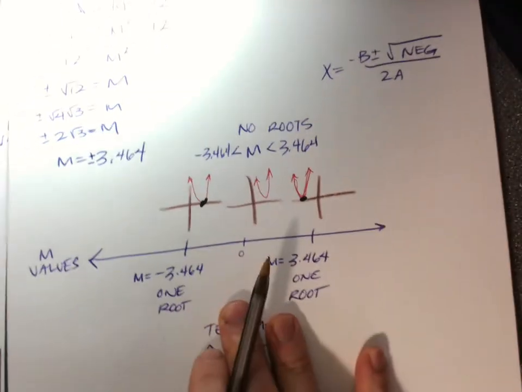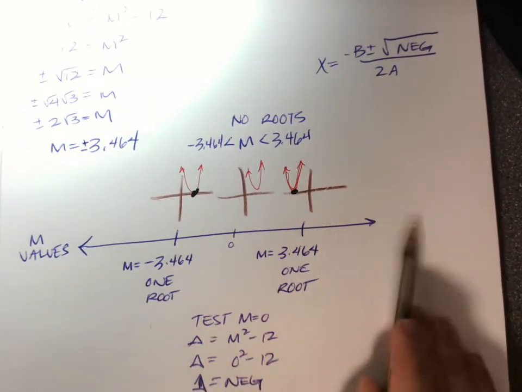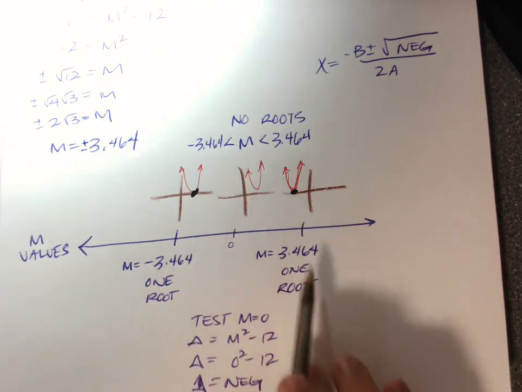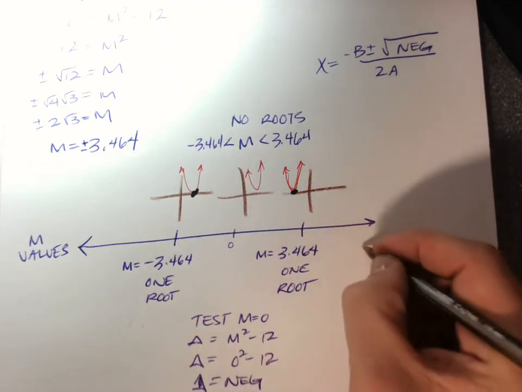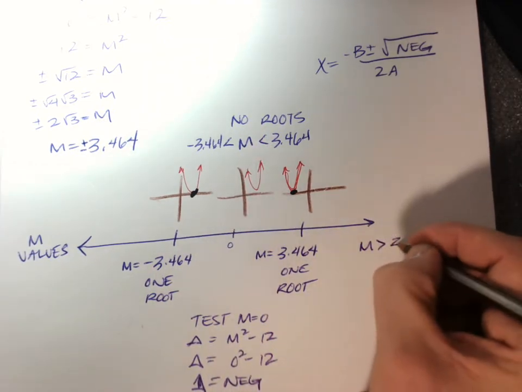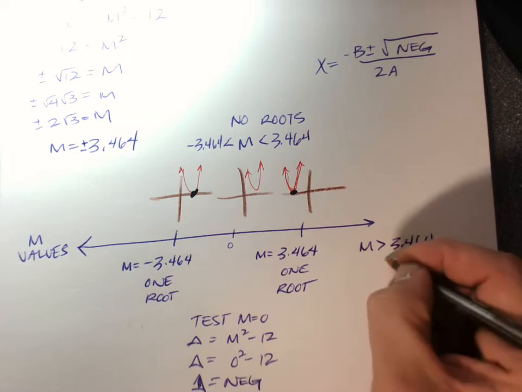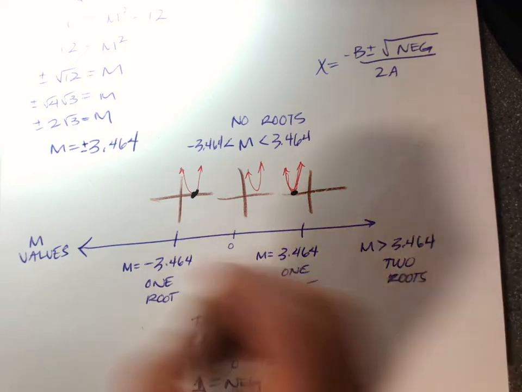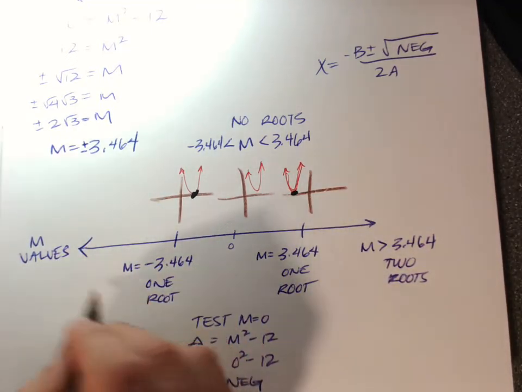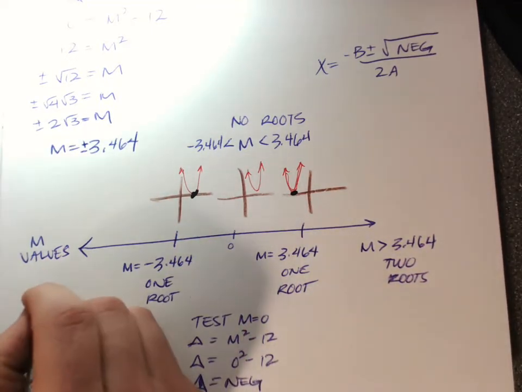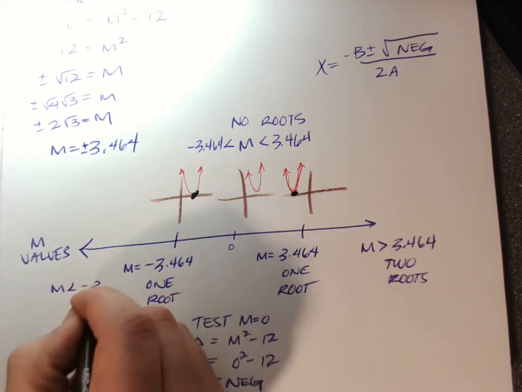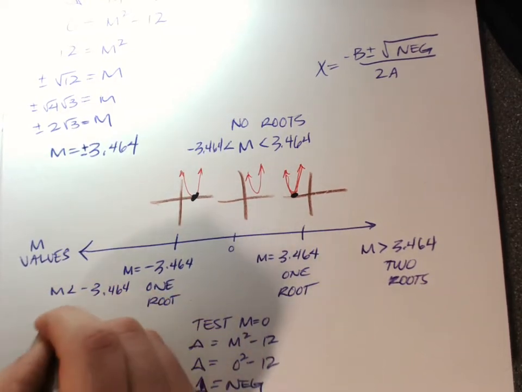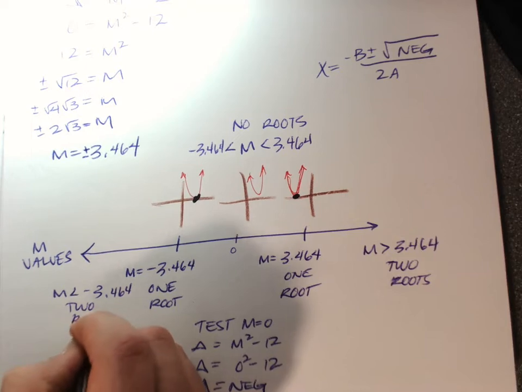Okay, now lastly, what happens on the outside of these is going to be the last possibility. Is that if m is greater than this value, it'll have 2 roots, and likewise over here, I'll write it right here. If it's less than negative 3.464, it'll have 2 roots.